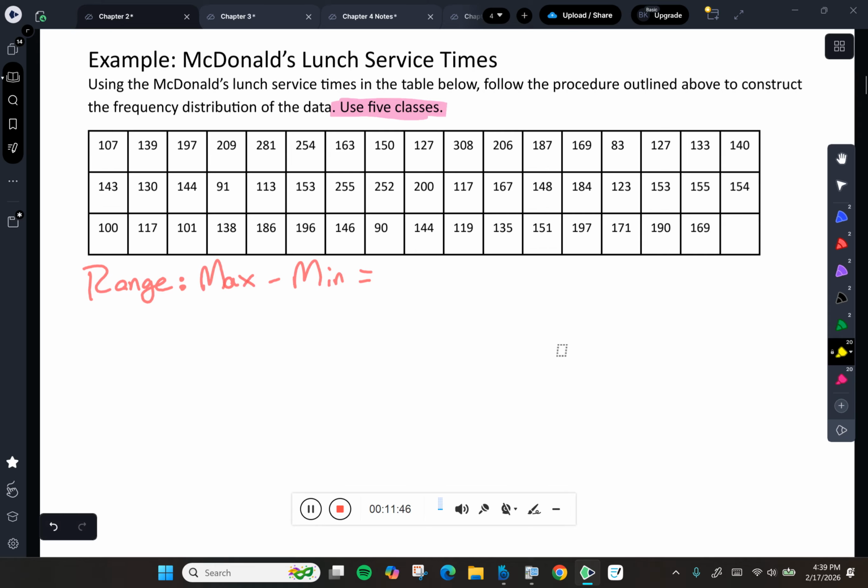Okay. Well, right now I got 280, 281, 308. That's a big number. Is there anything bigger than 308? I don't see anything bigger than 308. I think that's our max. I'm going to check again real quick. I think that's our maximum value. Okay. Now I'll find our minimum value. I think it's going to be this 83. 91, 90. I think it's the 83 right there.